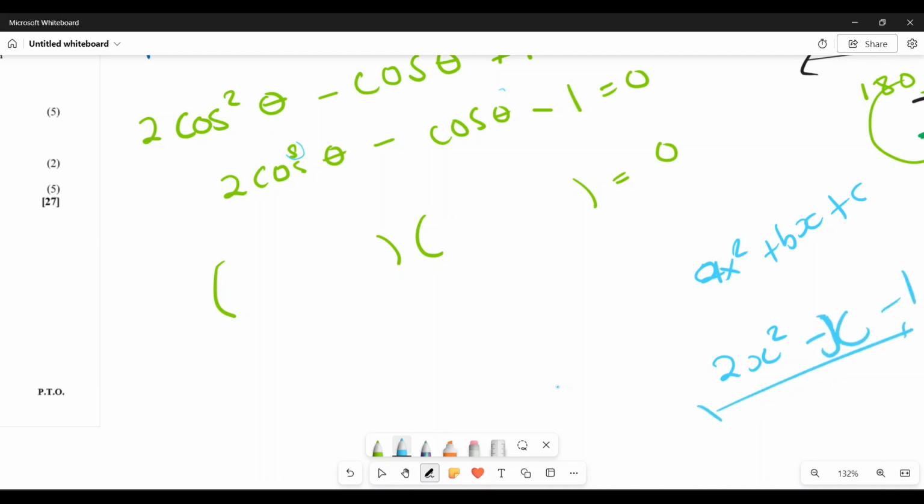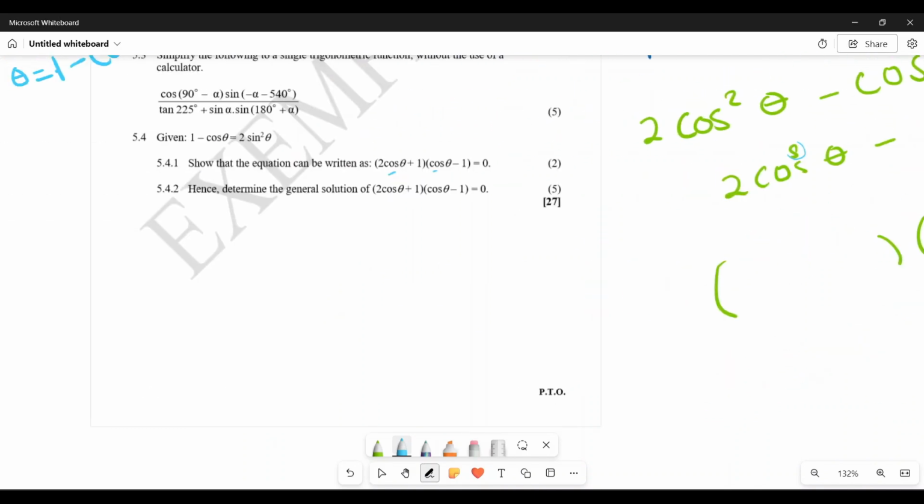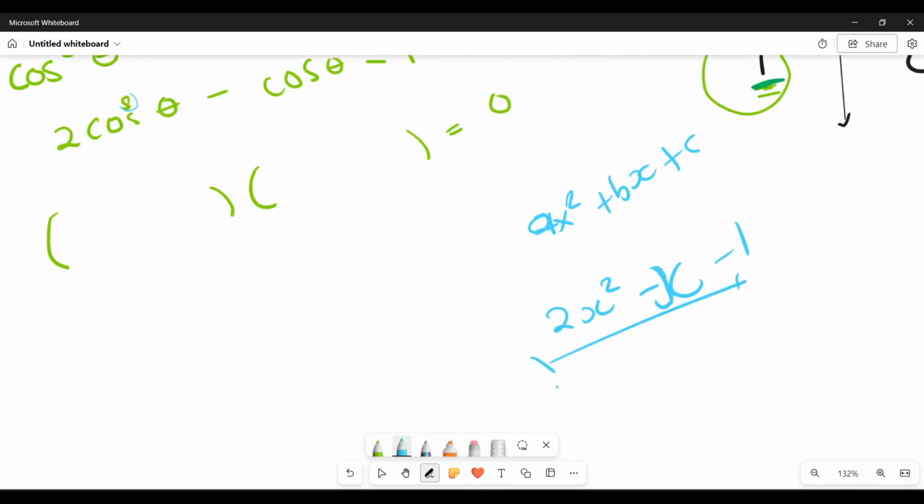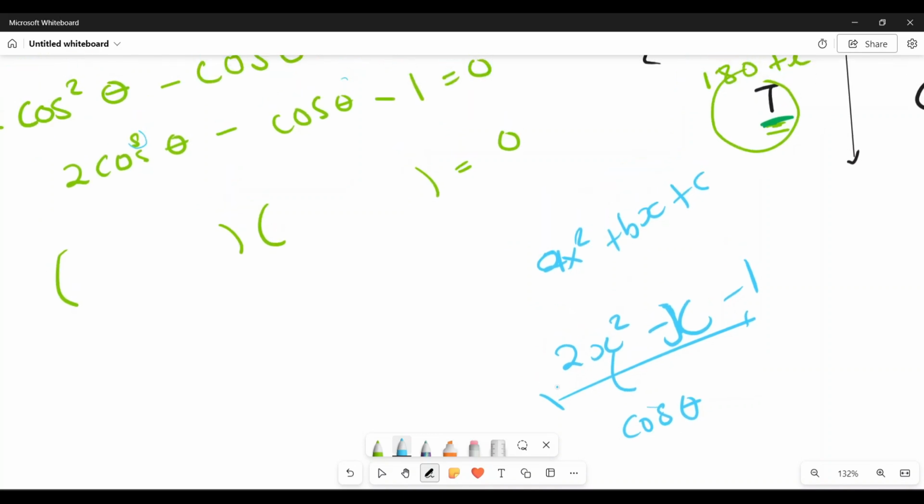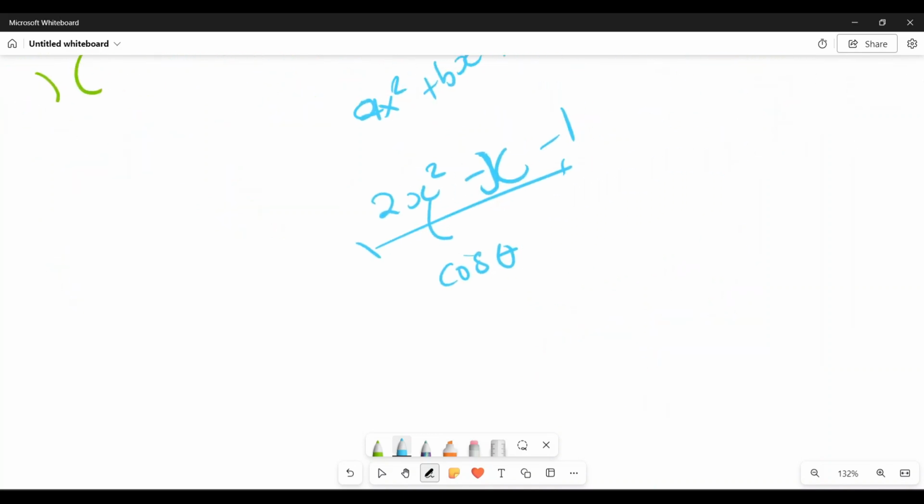Now, try to factorize this and make it equal to that. Basically, when we factorize this, we should get that. Remember, in this instance, cos theta acts as our x. So here, our cos theta acts as our x values. Now, how would you go about doing that? Taking this into consideration, how do we do this?